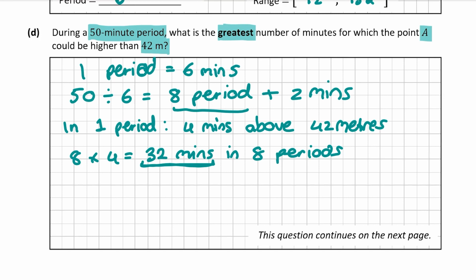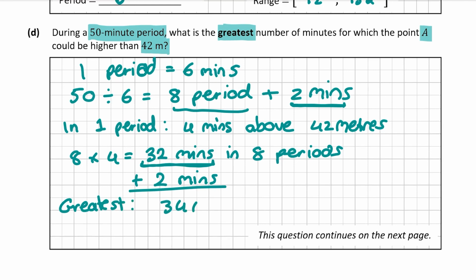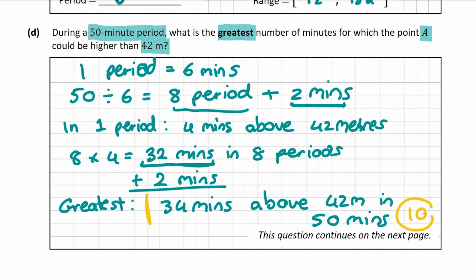But we need to remember that it asks us what is the greatest number of minutes. And the greatest number of minutes means that we can't forget about these 2 minutes here, that it also could be above 42 meters. So we need to add those two on. So plus 2 minutes. So we'll say the greatest, 34 mins above 42 meters in 50 minutes. And that is your answer here, and that will give you 10 marks.